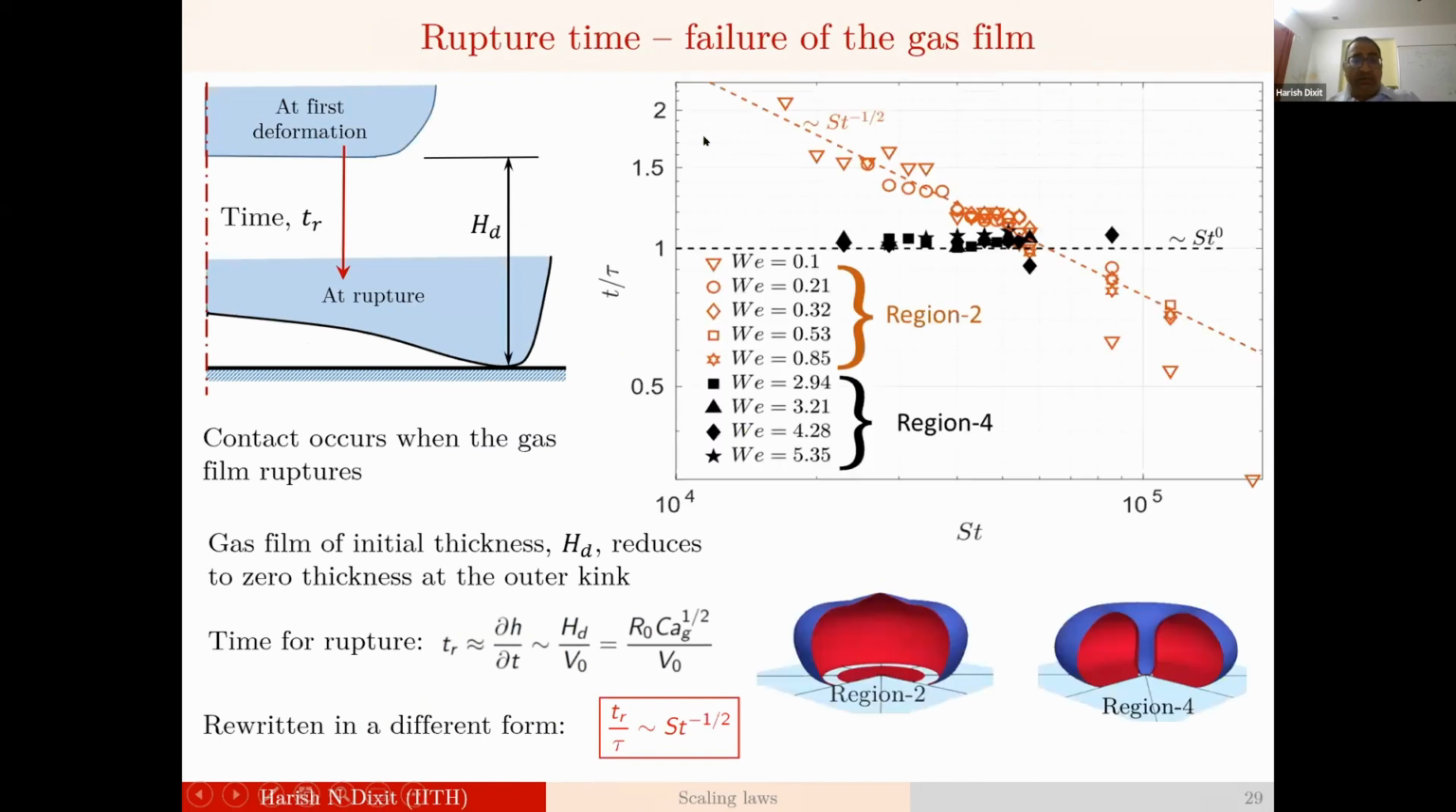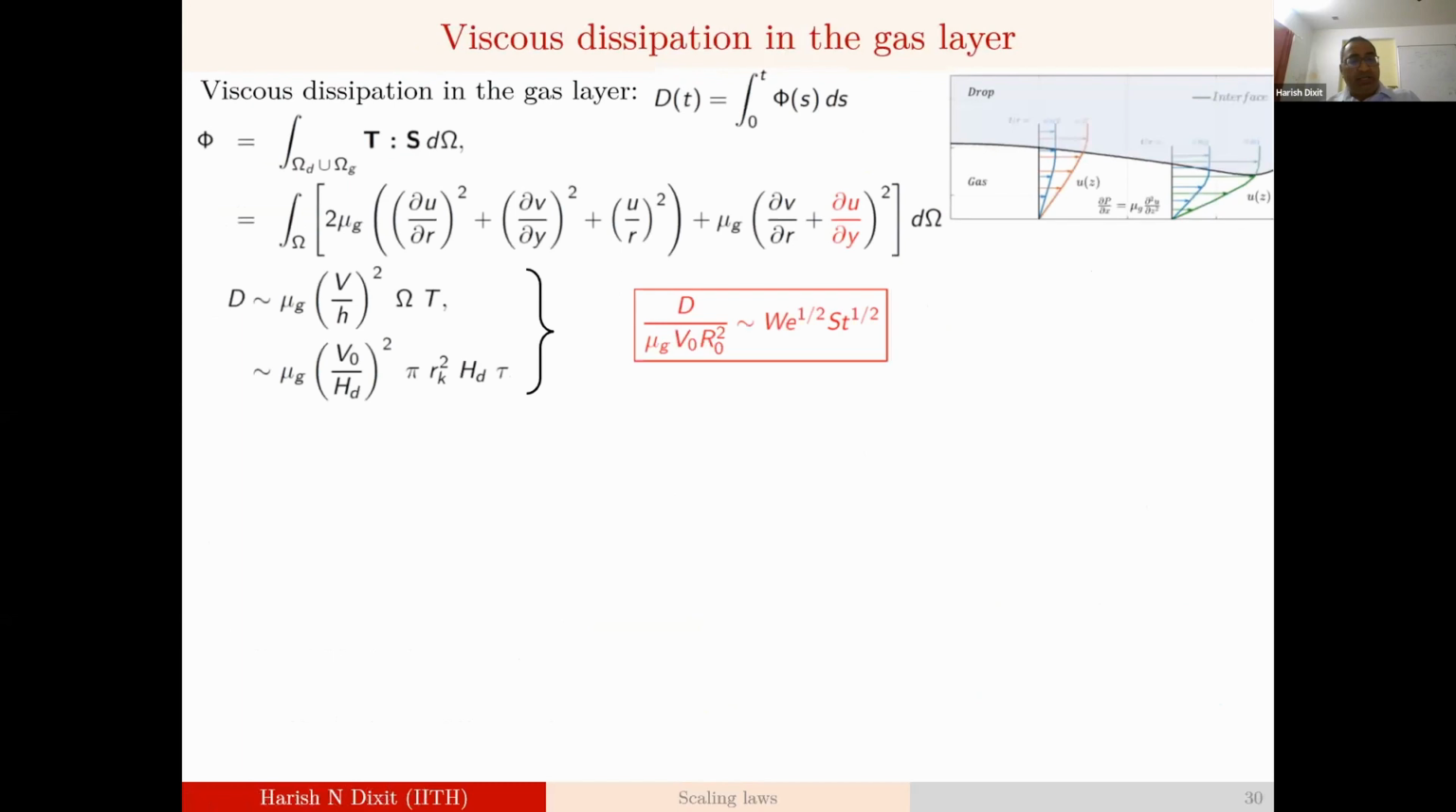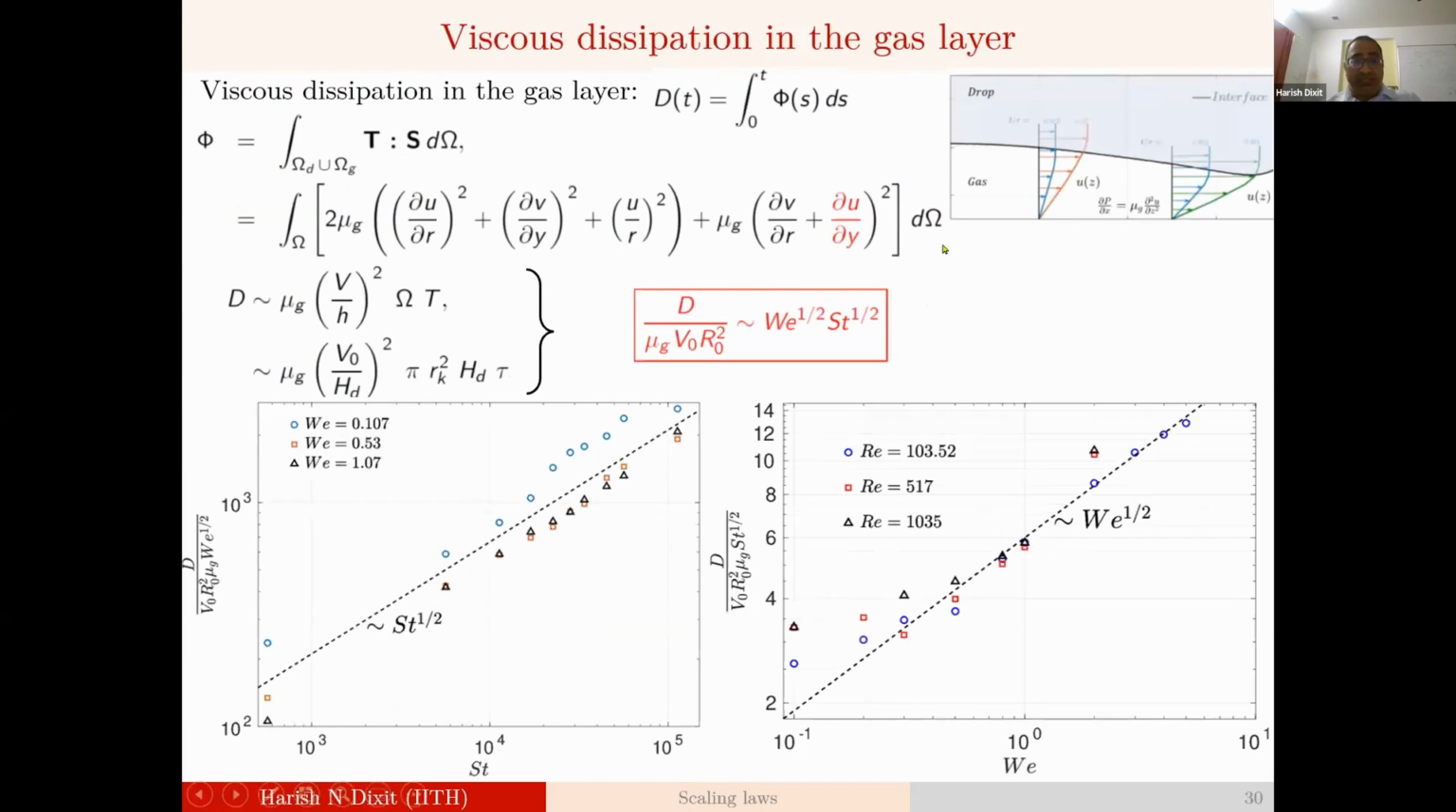The time of rupture depends on the regime. If you're in a regime where contact occurs on the outside, we call it regime 2. And if the contact occurs in the inner region, then there is hardly any lubrication pressure to support it, and therefore we get a very different result. The time of contact does not depend on the Stokes number. Stokes number is a proxy for the viscosity of the gas, and we can do a similar thing for the dissipation.